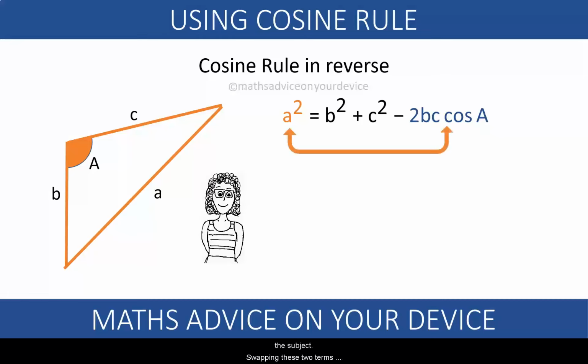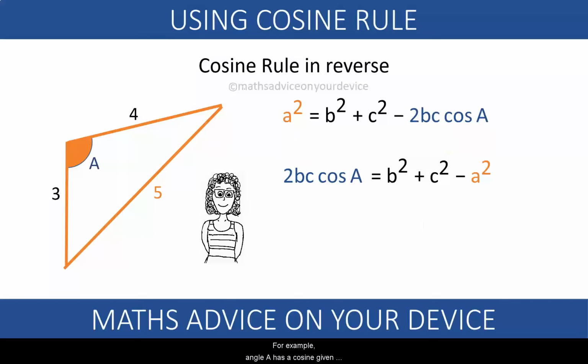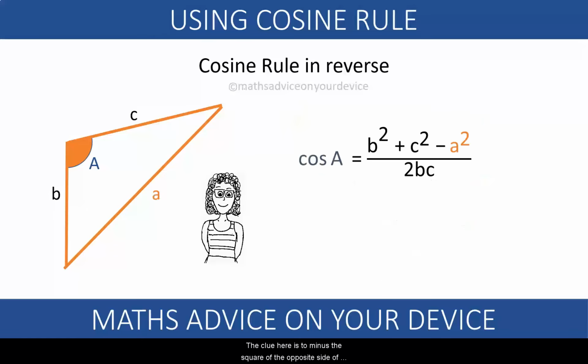The cosine rule can be rearranged to make angle A the subject. Swapping those two terms and dividing by 2bc, we end up with an expression for cosine of A. For example, angle A has a cosine given by 3 squared plus 4 squared minus 5 squared over 2 times 3 times 4. Cosine of A is 0, so A is 90 degrees. The clue here is to minus the square of the opposite side of the angle that we are trying to figure out.